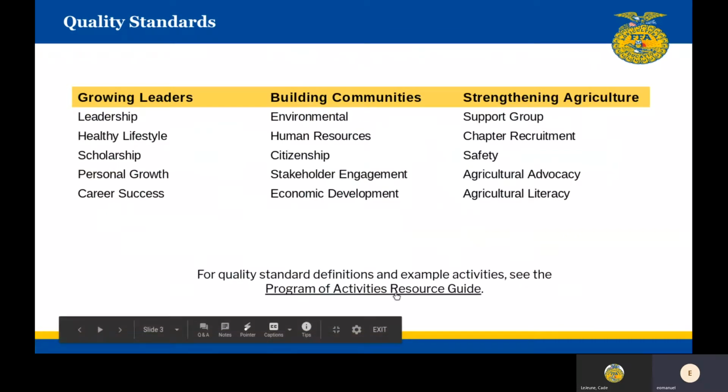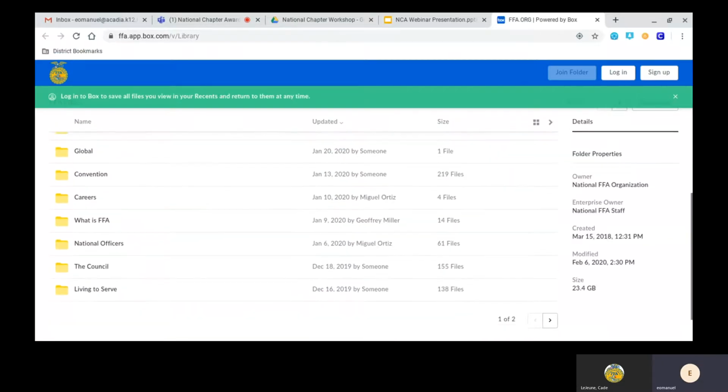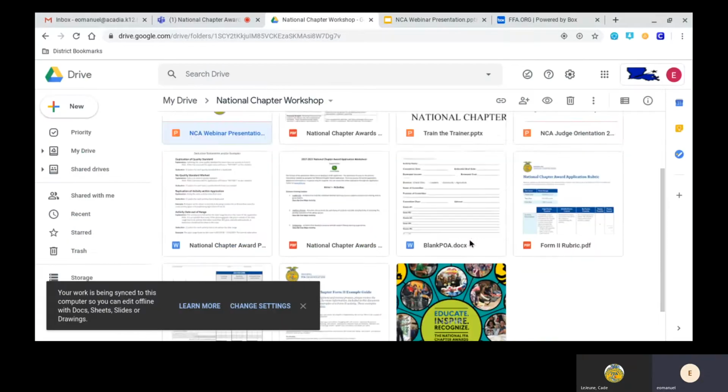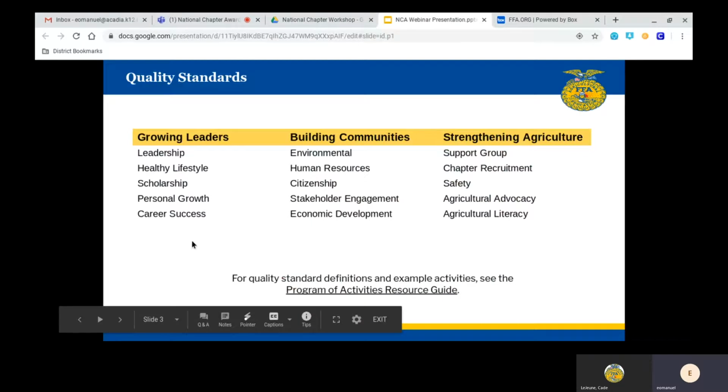There's also a link. Let me see if it's going to work. This program of activities resource guide is in the box file on ffa.org, and it shows you the descriptions of each quality standard. If it will load. Okay, oh, it didn't bring it right to the one. We'll come back to that because I have it somewhere else. Let's see. Well, it's further in the PowerPoint. I'll find it later. But in those box files, it has all of these things that I'm going to be talking about.